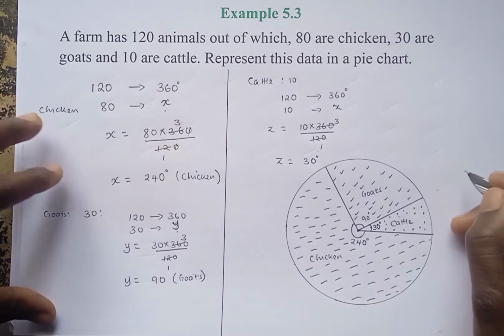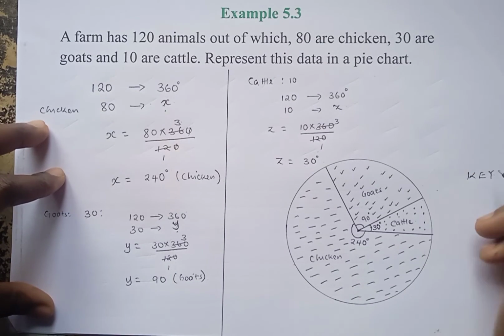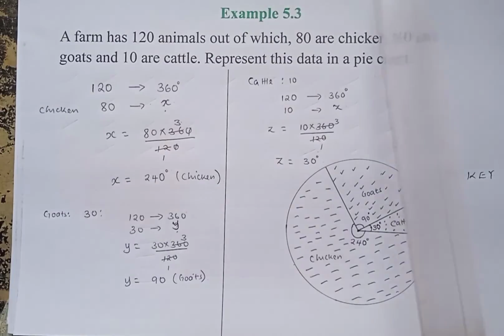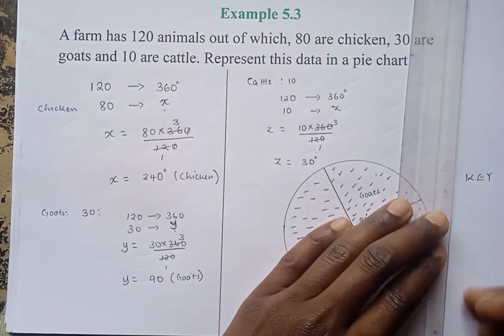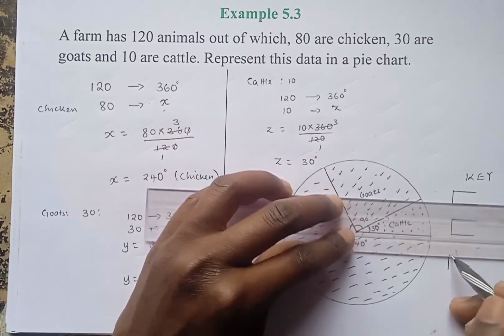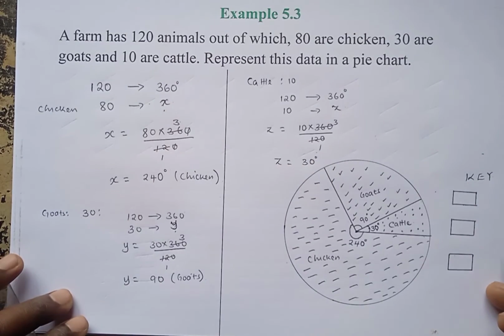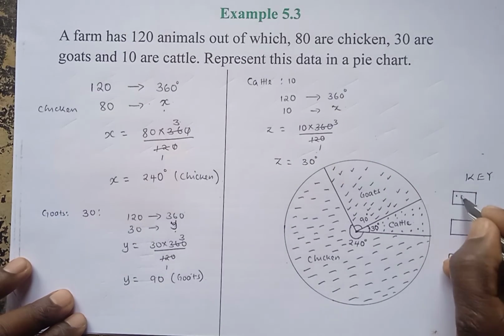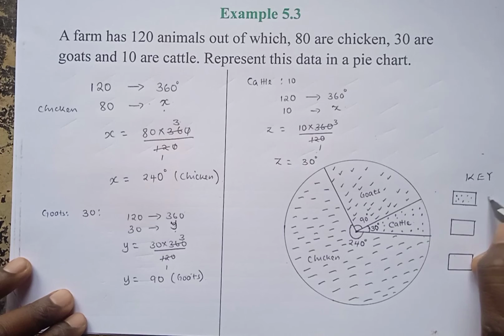The remaining part is now the key, so that the one who is reading can know what represents what. So we draw the key. So in the key now we will put the marks that we had. For the dots, those are cattle. For the ticks, those are goats. For the dashes, those are chicken.